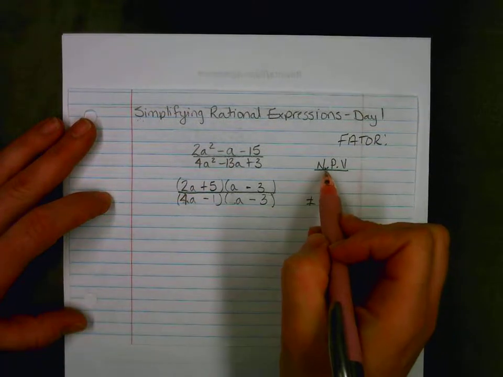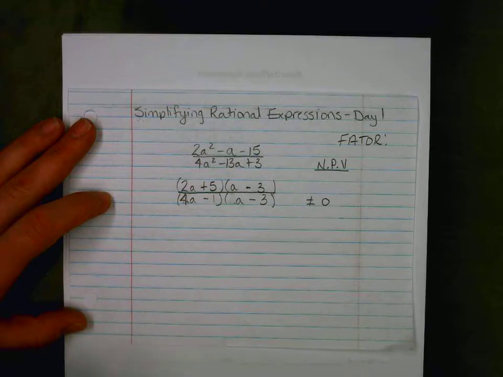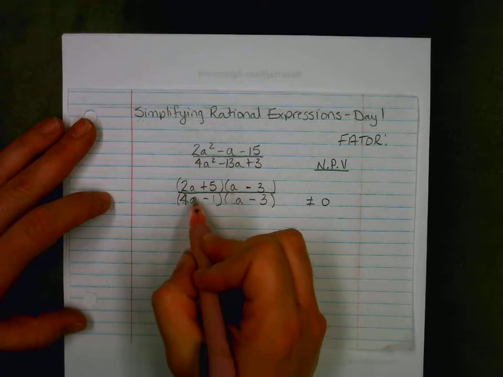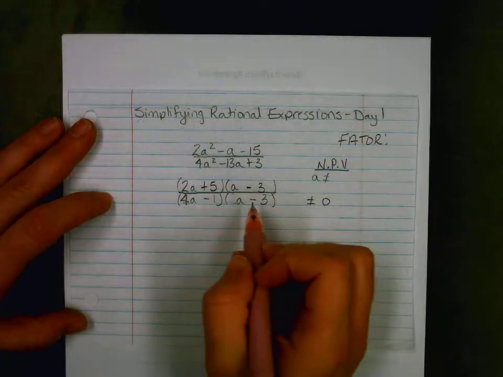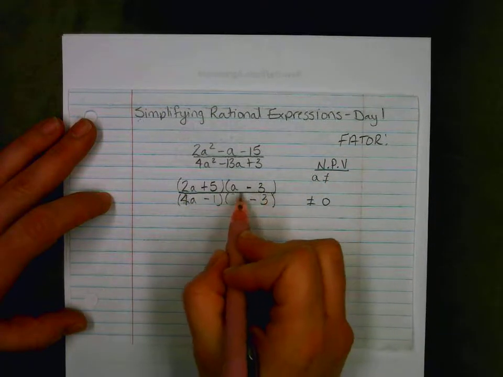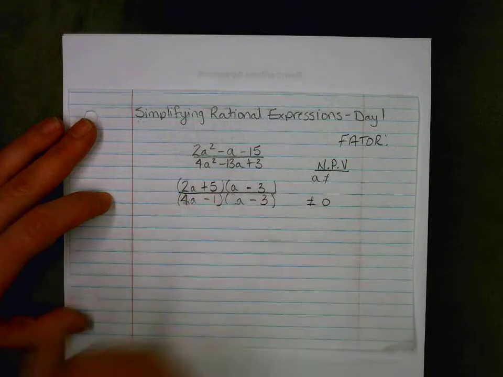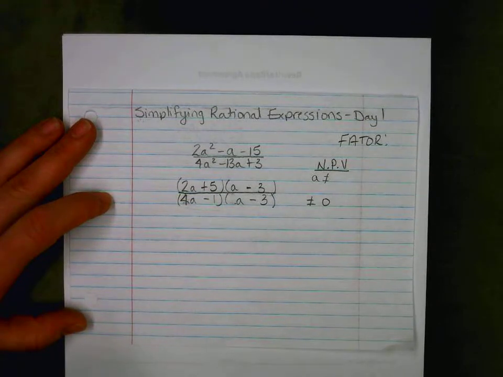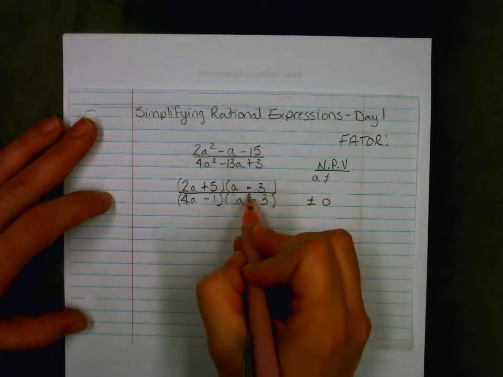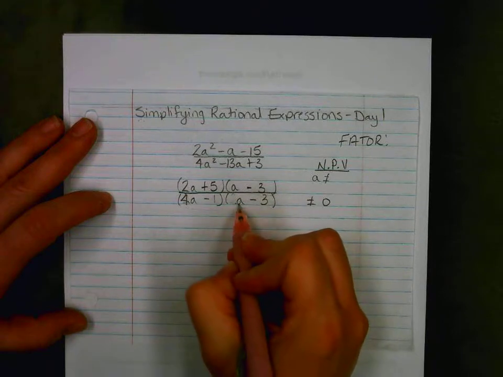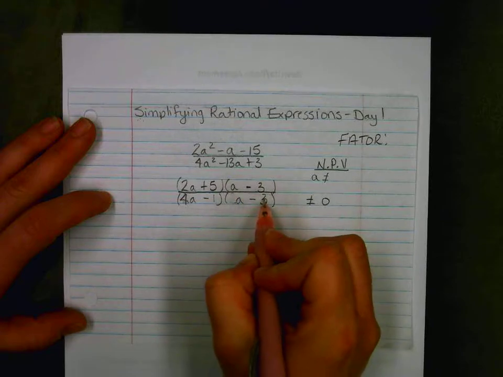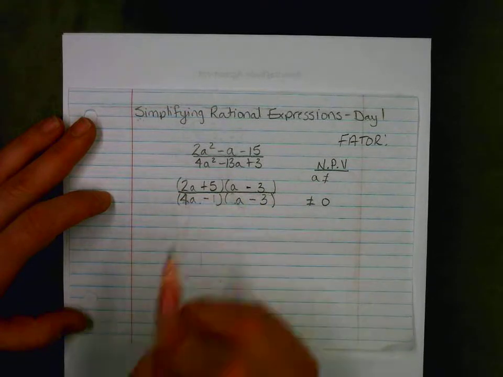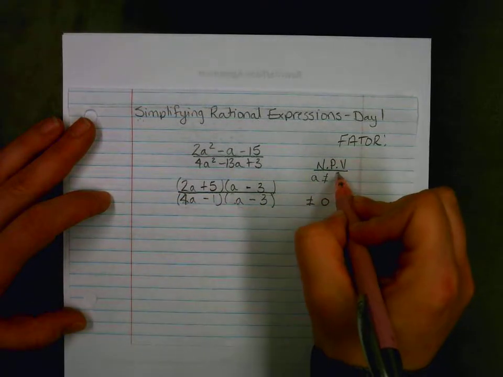So what we want to consider is our non-permissible values on our a value. So you ask yourself, what would a have to be in order for these two factors to equate to 0? In this case, a cannot equal a positive 3, because 3 minus 3 would give me 0, and 0 times anything would be 0. So a could not equal 3.